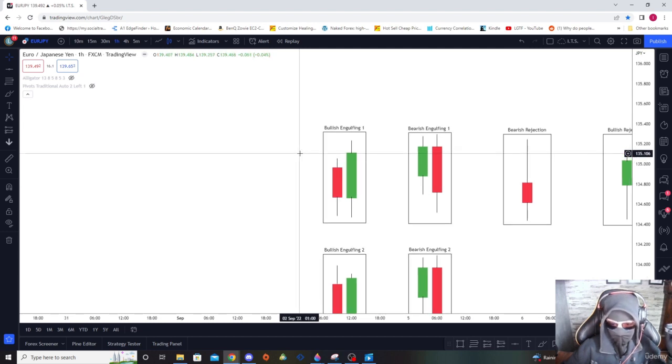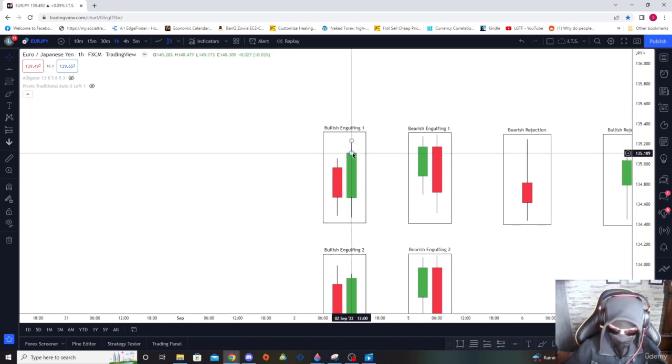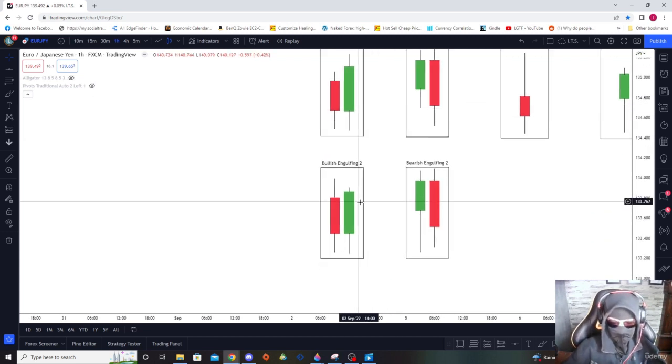So what does this mean? It usually means that after you get this engulfing candle, price will probably reverse. You probably get a pullback in the opposite direction. So it comes down, you get a bullish engulfing candle, it clears the body and the wick, and then the next candle will most likely be green as well, and it will continue upwards.